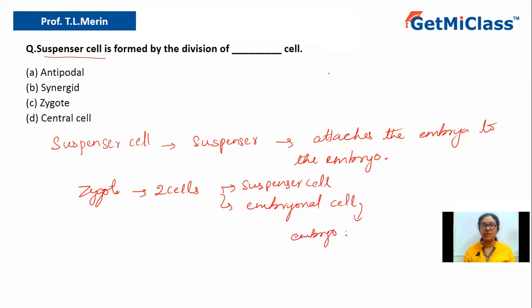So that is what happens in case of angiosperm. So this we are talking about in case of angiosperm, that is the flowering plant. Okay, so let us look at the options.